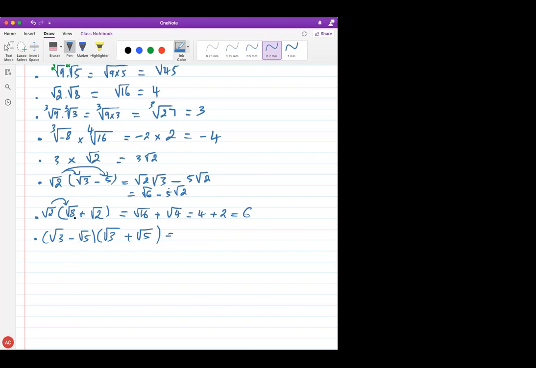So radical 9, that's right, radical 9, plus radical 15, then negative radical 15 again, and then radical 25 with a negative 5, plus radical 25.